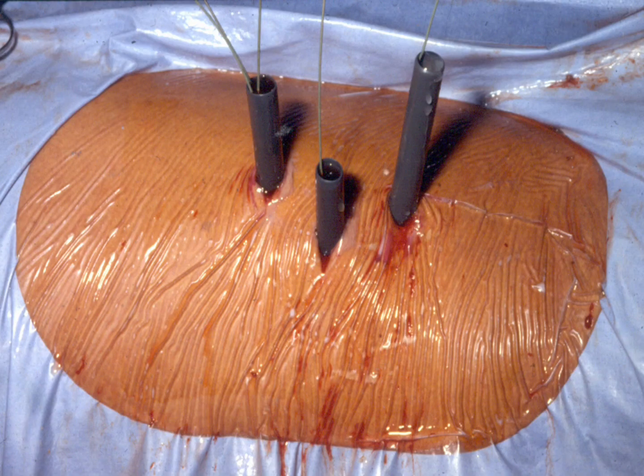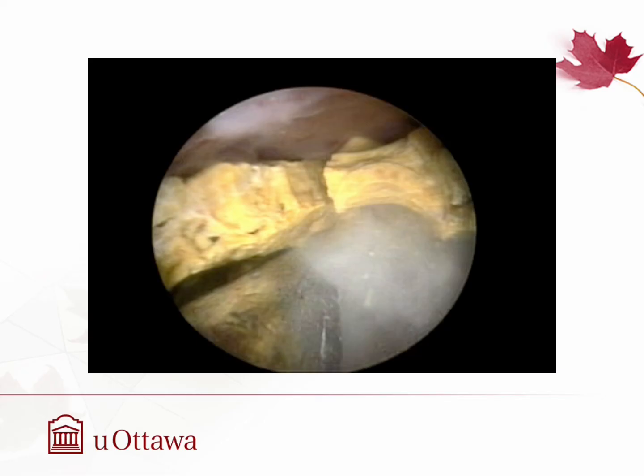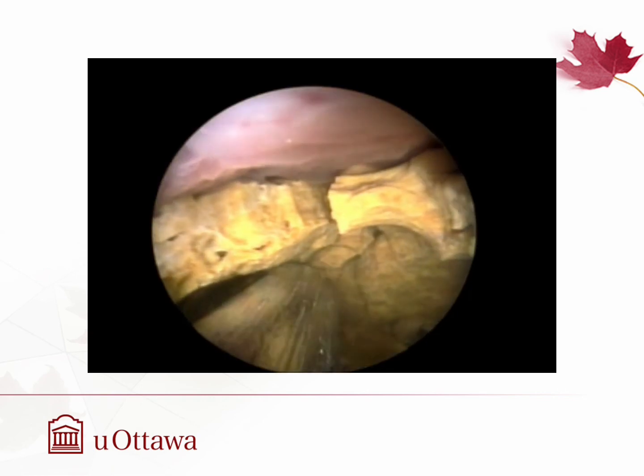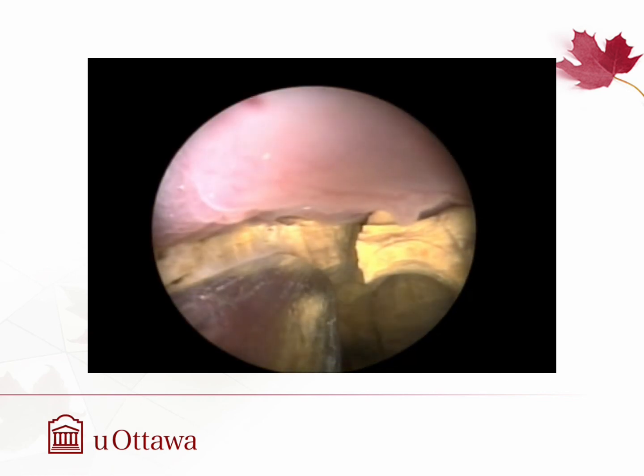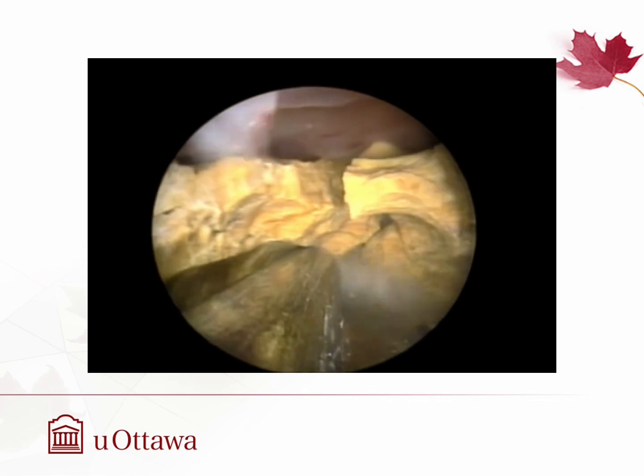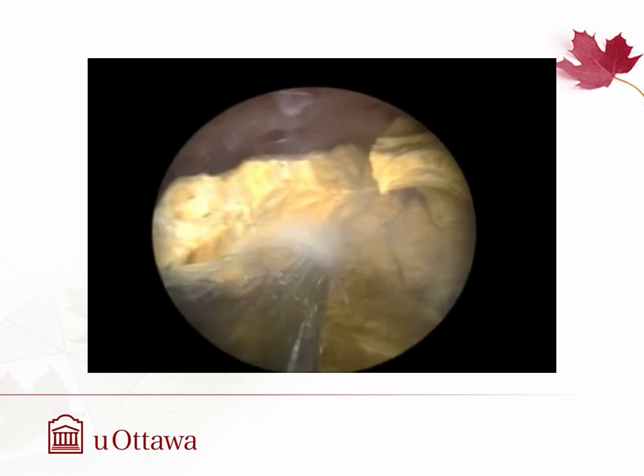This is obviously for a more extensive stone. Most times we would have only a single passageway into the kidney. For this stone, it required placement of 3 separate tracts into the kidney. We're then able to fragment the stone using a variety of different lithotripsy methods.